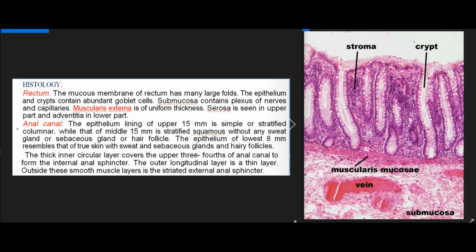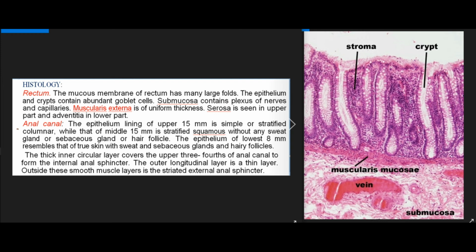The epithelium and crypts contain abundant goblet cells. Submucosa contains plexus of nerves and capillaries. Muscularis externa is of uniform thickness. Serosa is seen in upper part and adventitia in lower part.